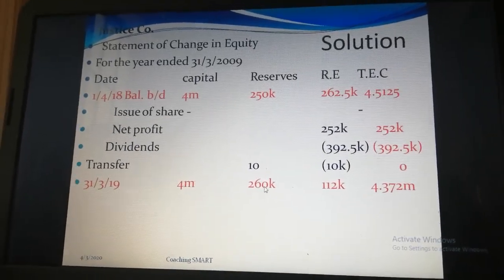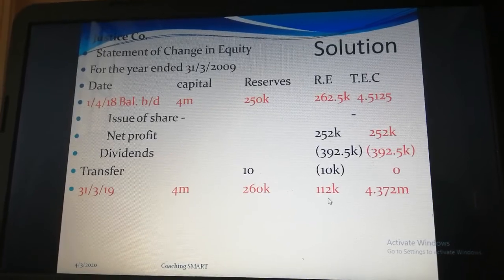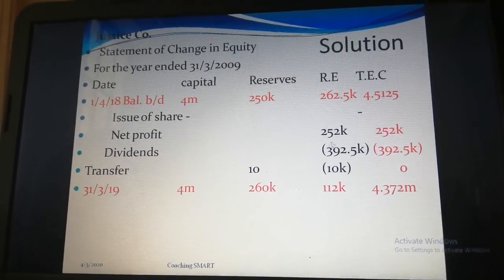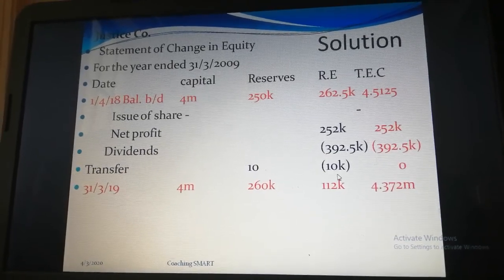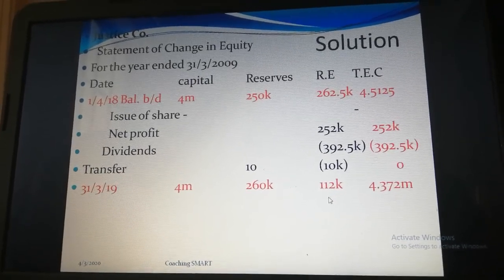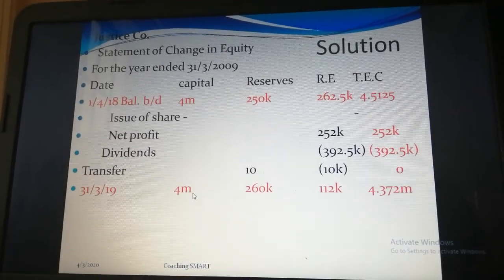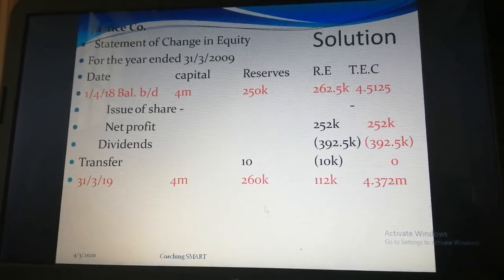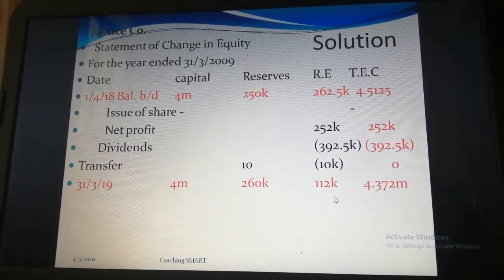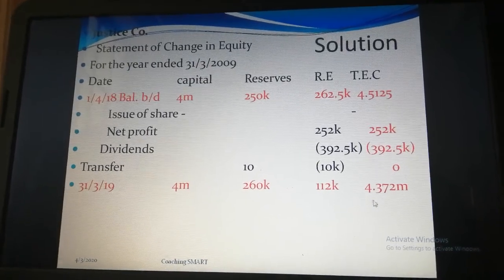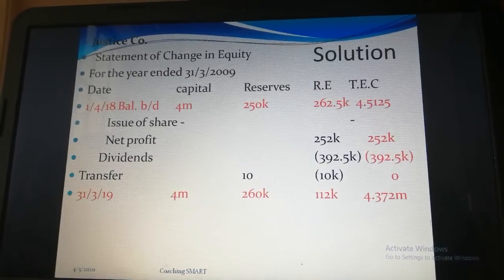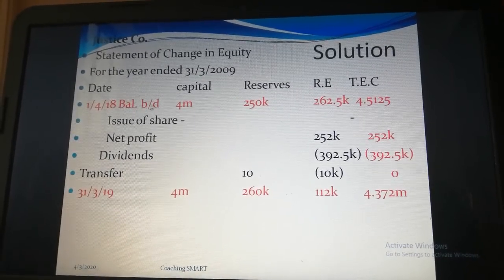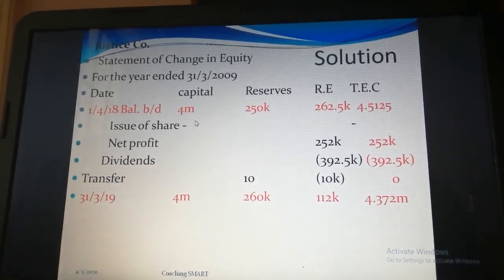At the end of the financial period, we have total capital, which is 4,250 plus 10, which is 260,000. We have retained earnings 262 plus 252 minus 392.5 minus 10, you get 112k. Now you total this amount, 4 million plus 260,000 plus 112k, you get 4.372 million. Now that gives us the statement of changes in equity.